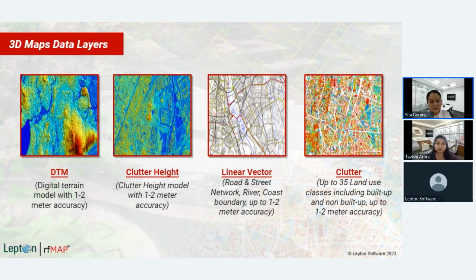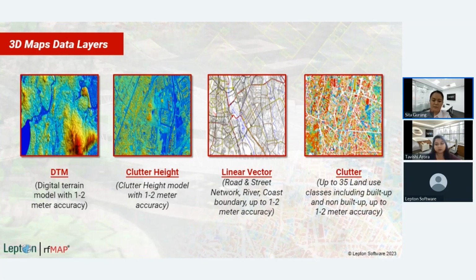When I say 2D layer, it means we are not integrating any height information in this particular layer. So linear vector will have the information about various categories of road network, water bodies, railway network, administrative boundaries, and moreover, you will also get the text information or places name or major landmark POI information in this layer. So that's linear vector.